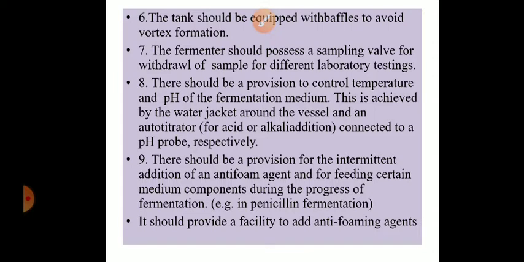There should be provision to control the pH. There should be an auto titrator. The fermentation vessel is attached to an auto titrator. Okay, so an auto titrator is a device which automatically adds acid or alkali depending upon the pH fluctuation. If the pH goes down or up, then we can add alkali or acid to maintain the pH.